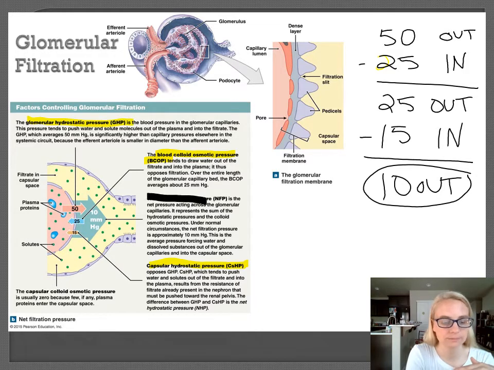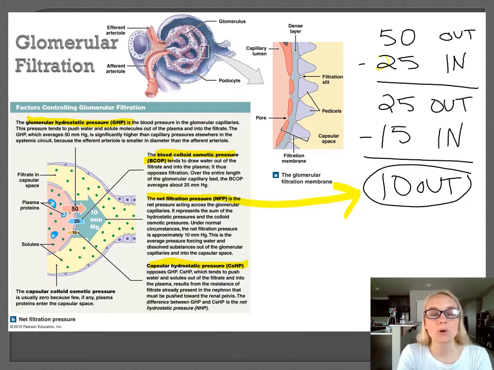How about yellow? This is the same thing here. So if we start with a glomerular hydrostatic pressure of 50, subtract blood colloid osmotic pressure and subtract capsular hydrostatic pressure, both just being opposing forces, opposite directionality of this flow of fluid, we would end up with a net filtration pressure of 10, pushing things out of that filtration membrane.